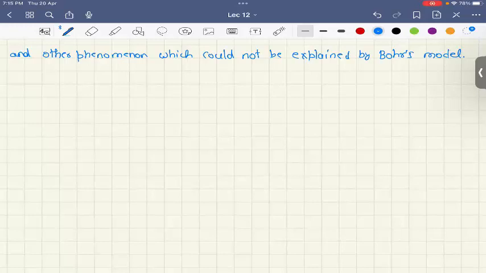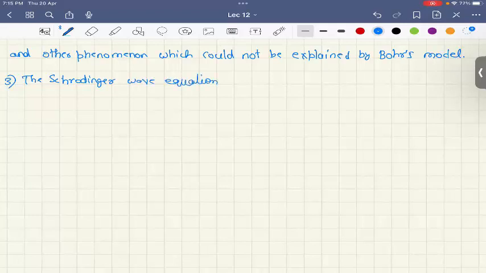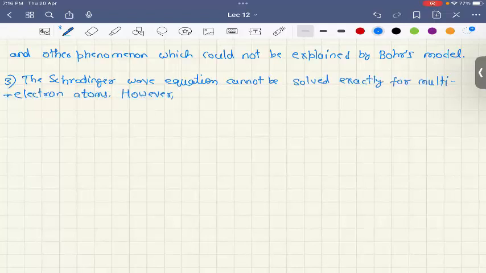So the third point of this expression is that the Schrodinger wave equation cannot be solved exactly for multi-electron systems, right? However, approximate methods can be used to get a solution of reasonable accuracy. So this is the advantage of the Schrodinger wave equation. So the third point, let us write down. Schrodinger wave equation cannot be solved exactly for multi-electron atoms. However, approximate methods can be used to get the solution.